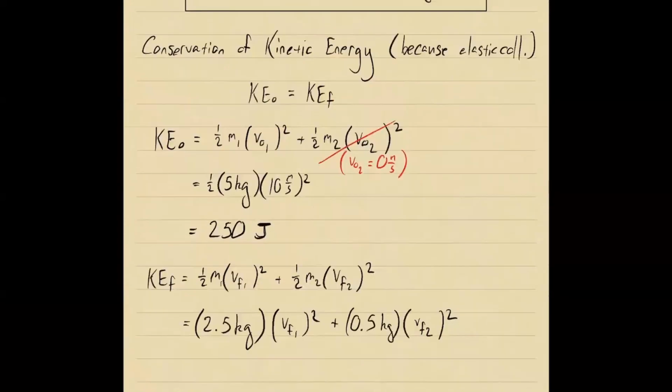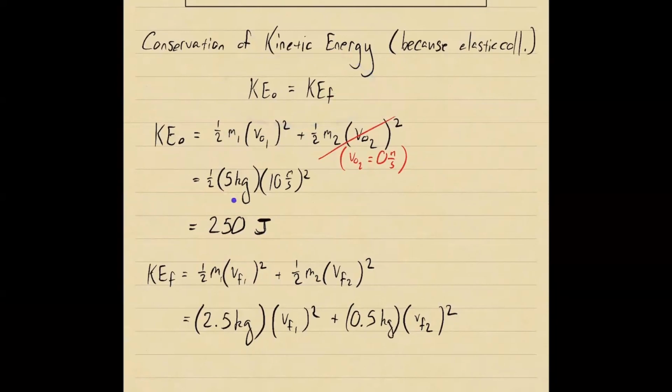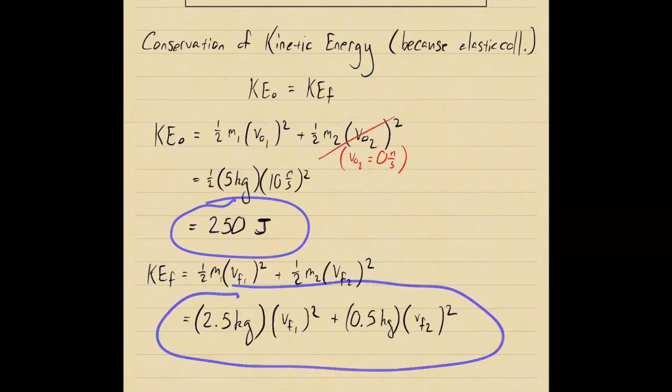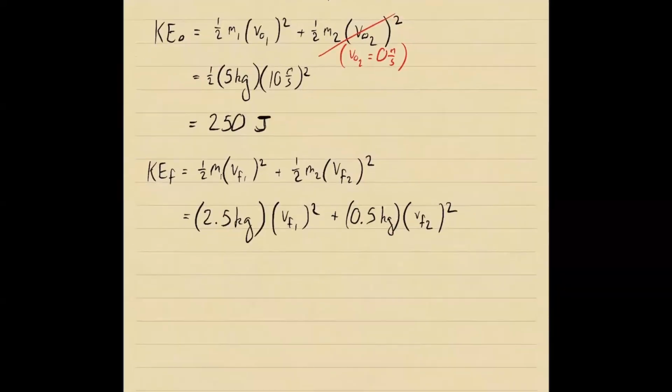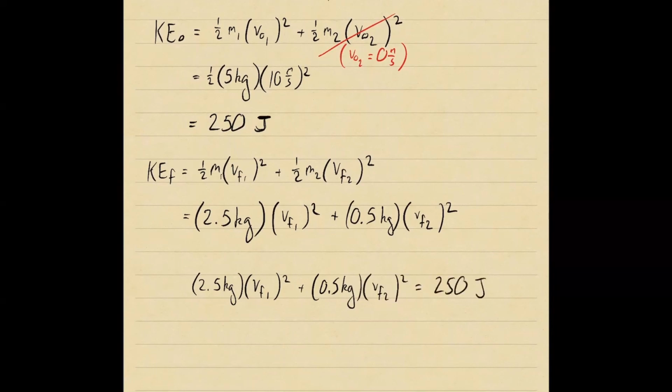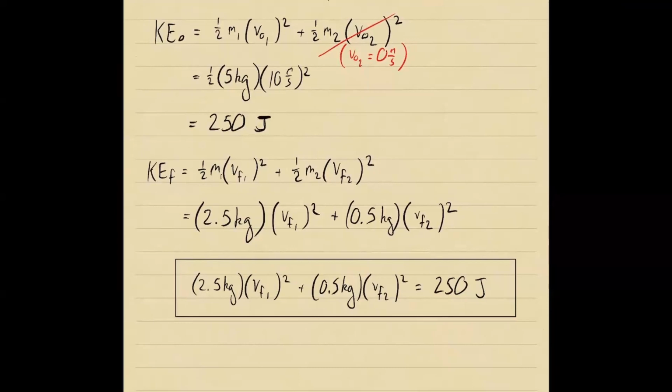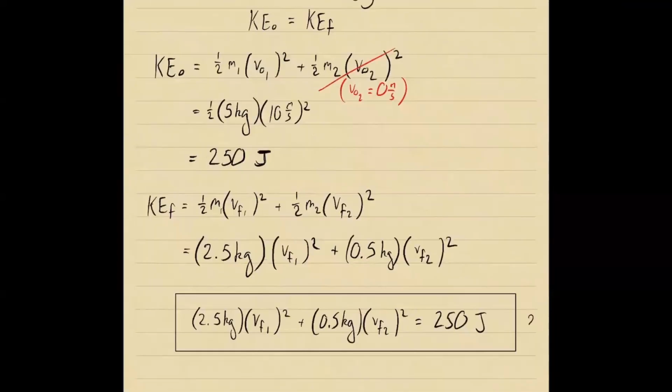And so according to the conservation of kinetic energy in this case, right, our initial kinetic energy should be equal to our final kinetic energy. So then we have that 2.5 kilograms, right, times the final velocity of our first ball squared plus 0.5 kilograms times the final velocity of our second ball squared is equal to 250 joules. And at this point, we can't do anything else with this. So I'm going to call this equation 2.